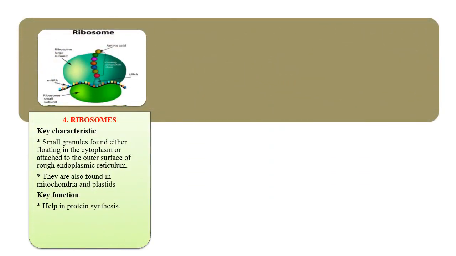Ribosomes. Key characteristics. Small granules found either floating in cytoplasm or attached to the outer surface of rough endoplasmic reticulum. They are also found in mitochondria and plastids. Key function. Help in protein synthesis.